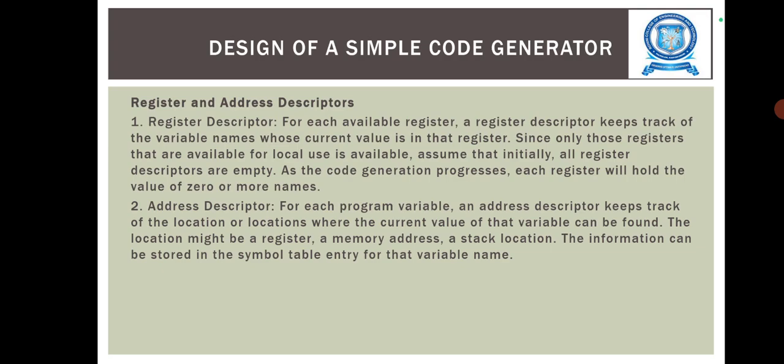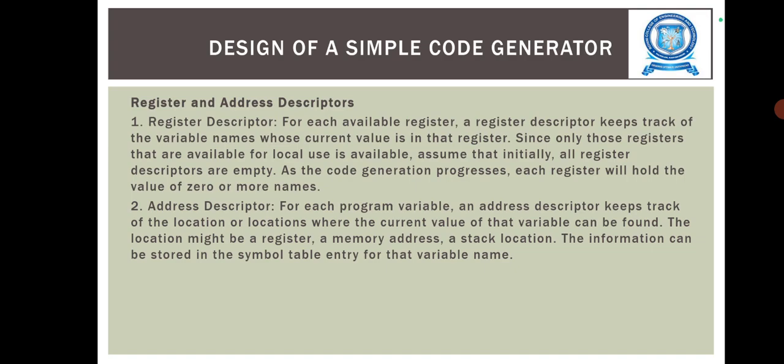First, we are going to see the register descriptor. For each available register, a register descriptor keeps track of the variable names whose current values are in that register. Since only those registers that are available for local use are considered, assume that initially all register descriptors are empty. As the code generation progresses, each register will hold the value of zero or more names.